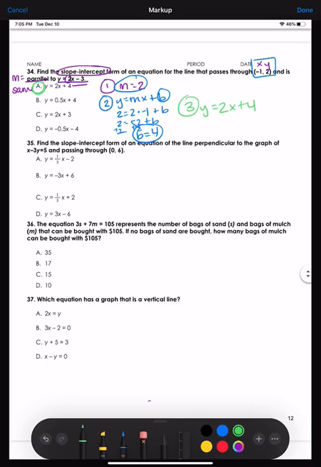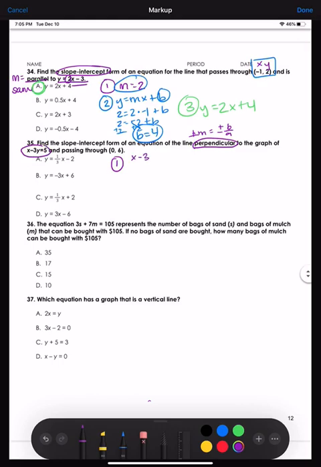Okay, number 35. Find the slope-intercept form of an equation of a line perpendicular to the graph of x minus 3y equals 5 and passing through the point (0, 6). Perpendicular means if the slope is perpendicular, then it's going to be the opposite sign, and it's going to be a reciprocal. So we're going to flip the sign and flip the fraction. Step 1 is always to find the slope. I did not give you the slope, but I did give you a line and told you that the slope was perpendicular. So I need to put this in slope-intercept form so I know what the slope is.